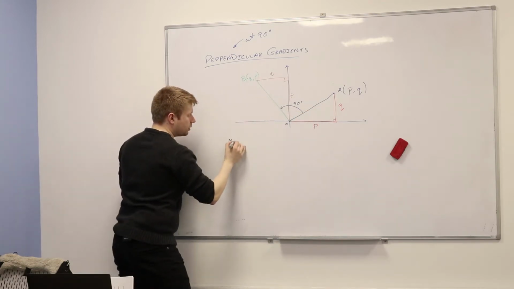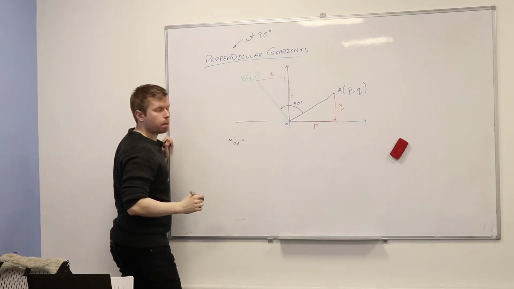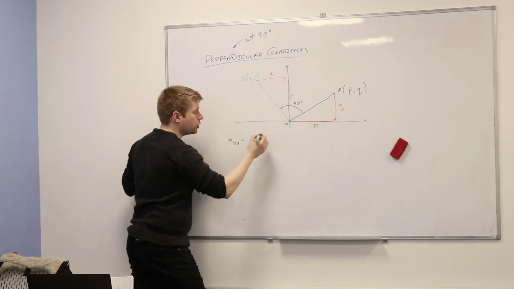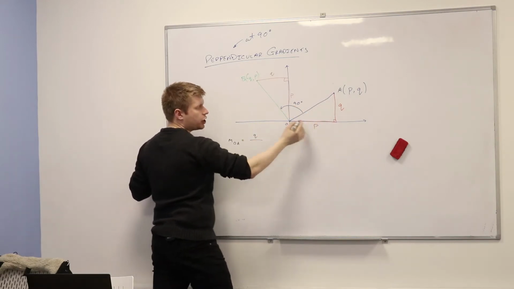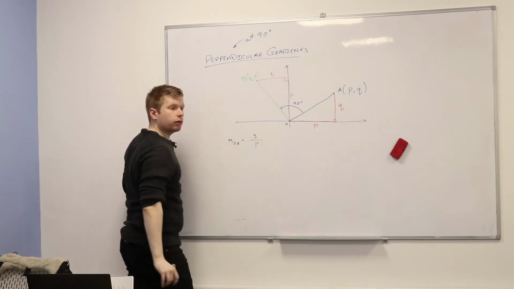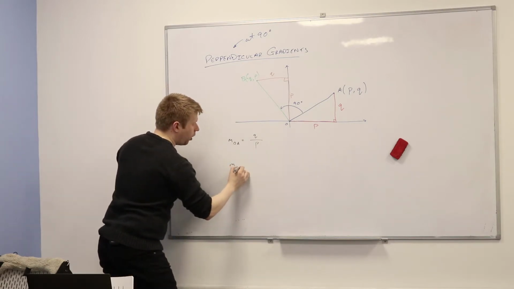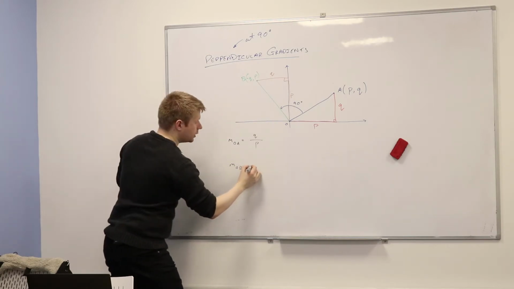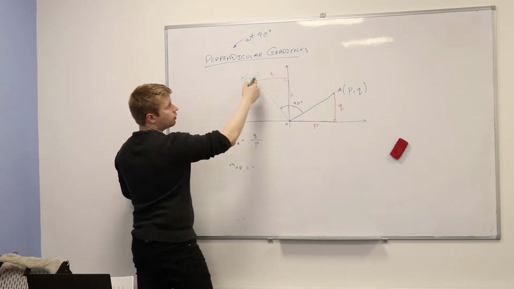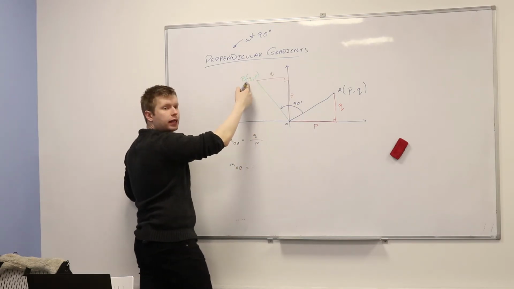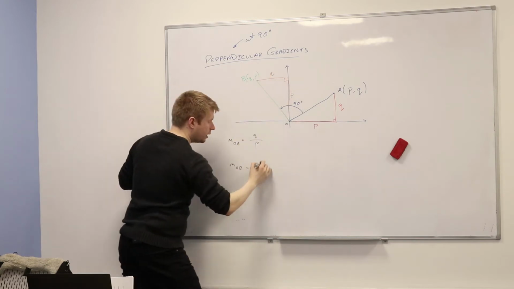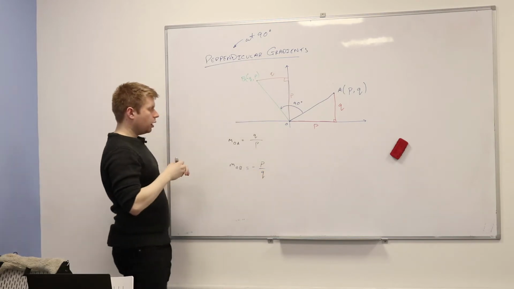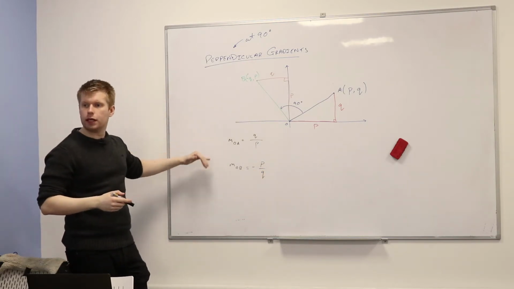So what's the gradient of OA? It's going to be change in Y, which is Q, divided by my change in X, which is P. Now, what's the gradient of OB? It's going to be P divided by negative Q, so my change in Y, which is P, divided by my change in X, which is negative Q. So you're happy these two lines are perpendicular to each other.